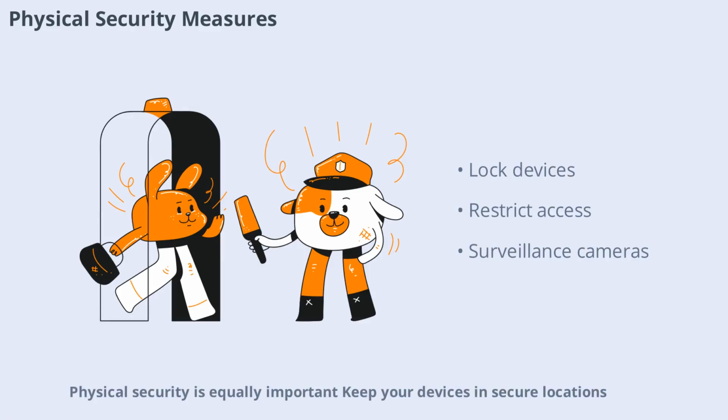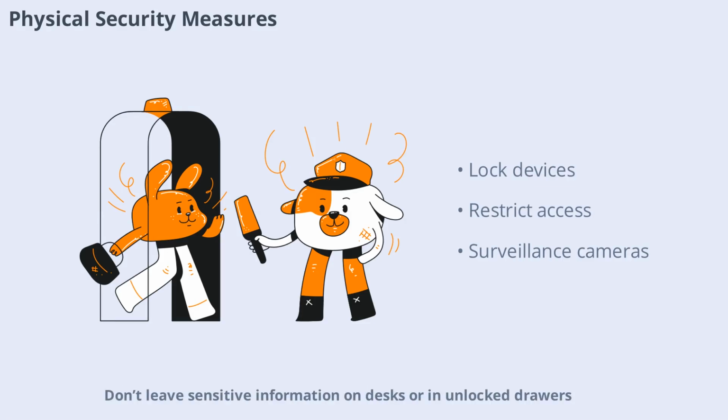Network security isn't just about software. Physical security is equally important. Keep your devices in secure locations and restrict access to authorized personnel. Lock server rooms and use surveillance cameras if necessary. Don't leave sensitive information on desks or in unlocked drawers. By combining physical and digital security measures, you create a more comprehensive defense against threats.